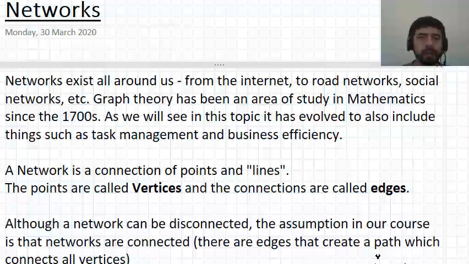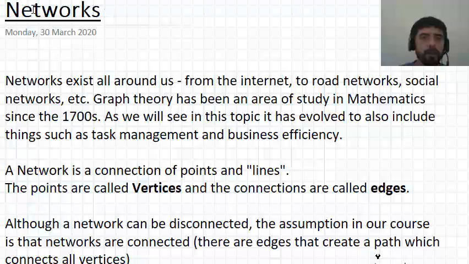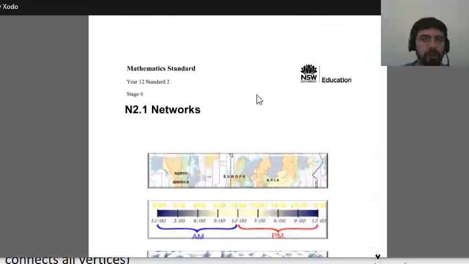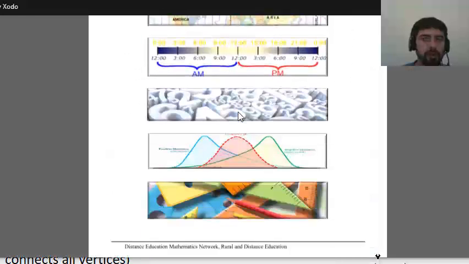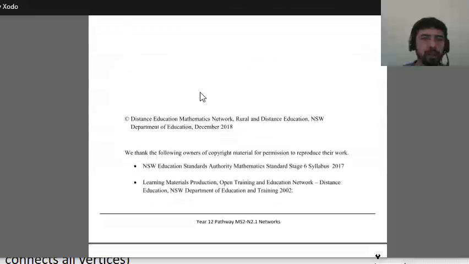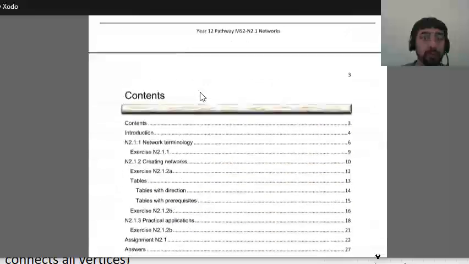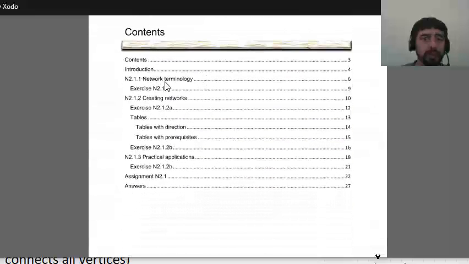All right, so we're starting a new topic today. We're looking at networks. And for this one, we're actually not going to use our textbook. I have found some other resources. I'll just quickly flick. These are resources that have been put together by the Department of Education for the Distance Education Unit. And it's an alternative to our textbook, and I quite like it.